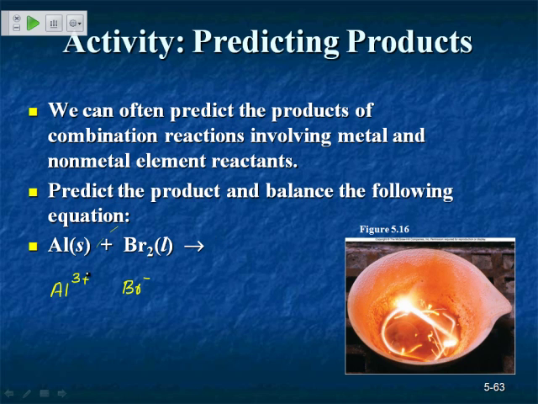So if this is 3 plus and this is 1 minus, to balance 3 positive charges, how many negative charges do you need? 3 negative charges. So that means the formula must be AlBr3, 1 aluminum and 3 bromines. Now go ahead and balance the equation.